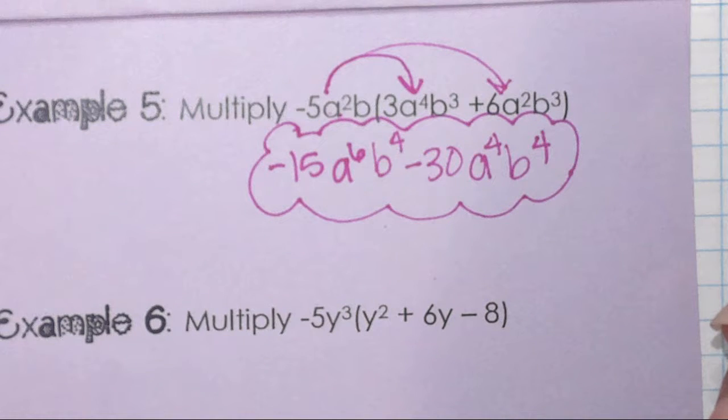Would you put a plus in front of that negative 30 there? No, I wouldn't. I would put a minus. Okay. Can y'all try example 6 without me?